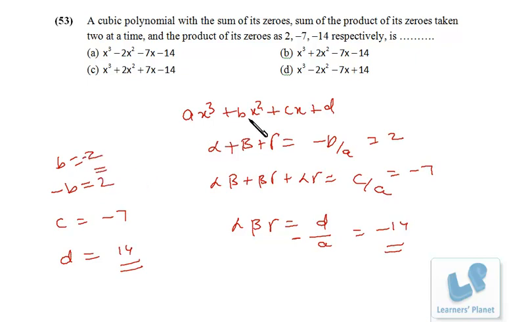So just put the values of a, b, c, d over here. It's x cube, plus bx square, that's b is minus 2, so it's minus 2x square, plus cx, so it's minus 7x, plus d. So it's x cube minus 2x square minus 7x plus 14. Okay? I hope you are clear. It's a simple question. You just have to understand the basic properties of polynomials, particularly in this case, where we are talking about a cubic polynomial.